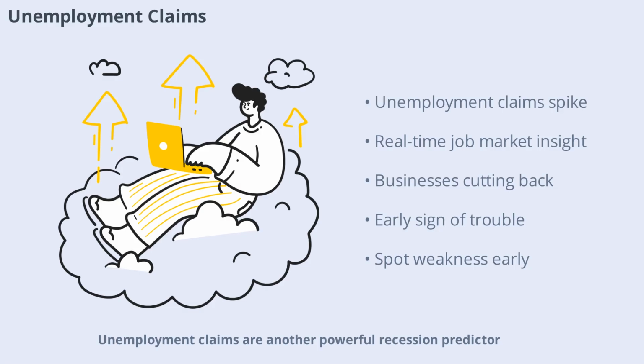Unemployment claims are another powerful recession predictor. When people start losing their jobs, they file for unemployment benefits. A sudden spike in these claims is often one of the first signs that the economy is slowing down. Economists track weekly unemployment claims closely because they provide real-time insight into the job market. If claims start rising sharply, it's a signal that businesses are cutting back and the economy may be heading for trouble. Watching this indicator can help you spot economic weakness before it becomes headline news.